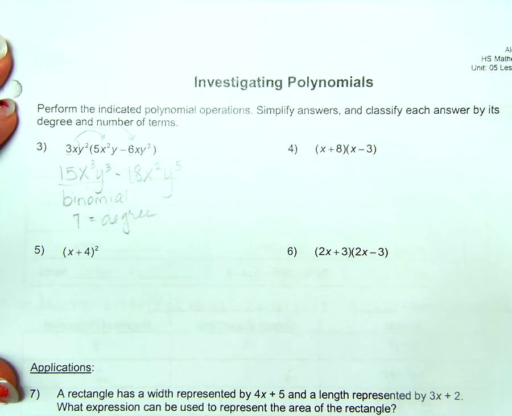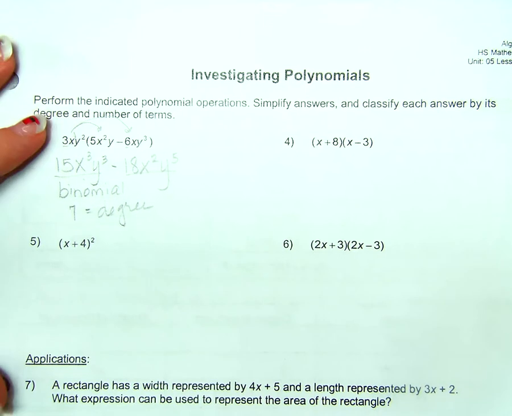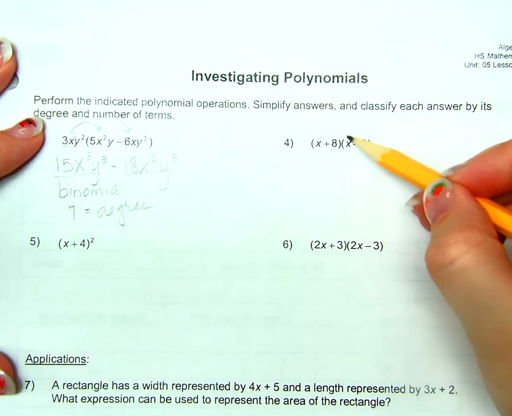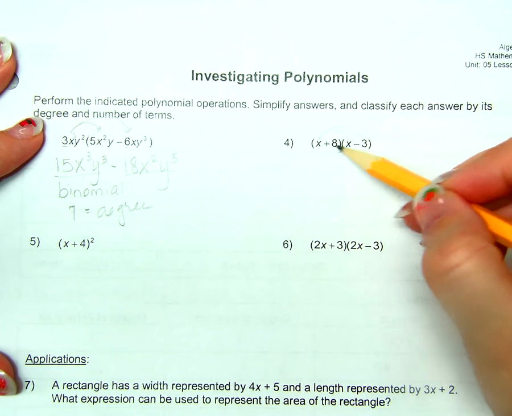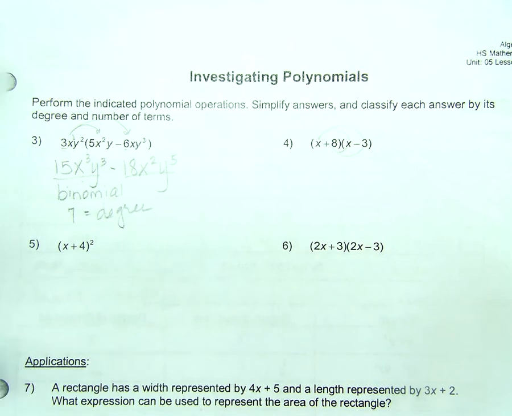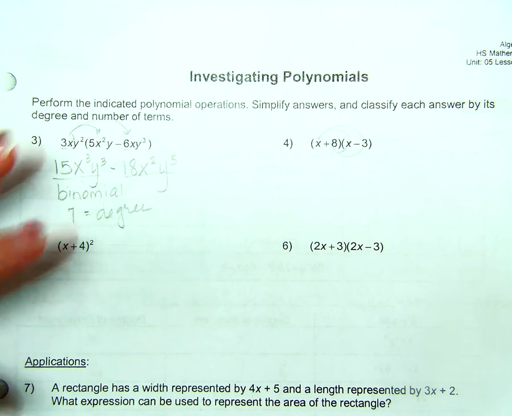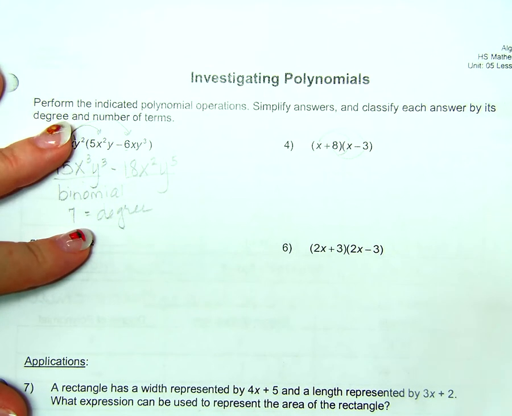Number 4. We talked a little bit about this on Friday. How you guys want to do FOIL, okay? Because that's how you learned it. But remember, what I said is that that's what we say when we're little. That's what we learn. That's the actions that we're doing. But what I need you to understand is that this is really the distributive property. Okay, that's really the property that's happening here.